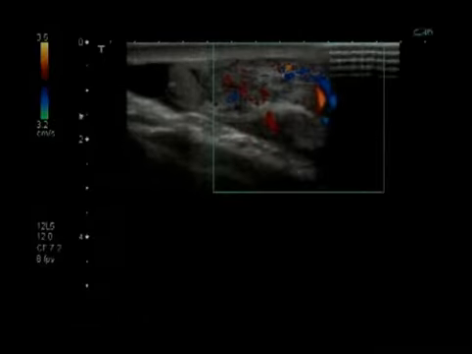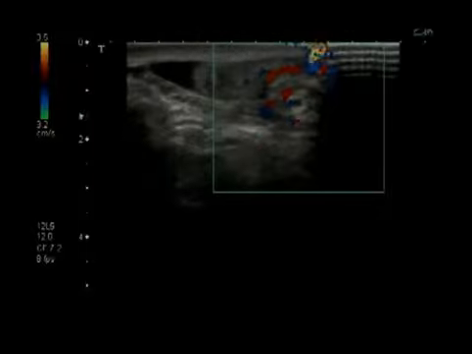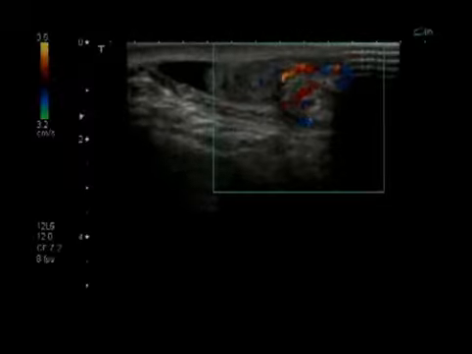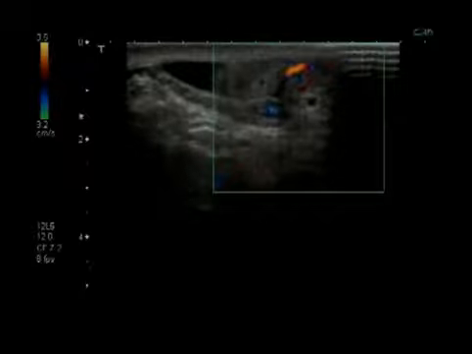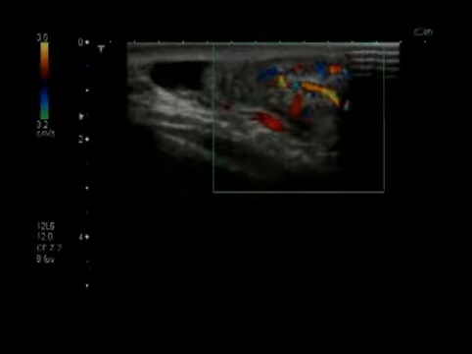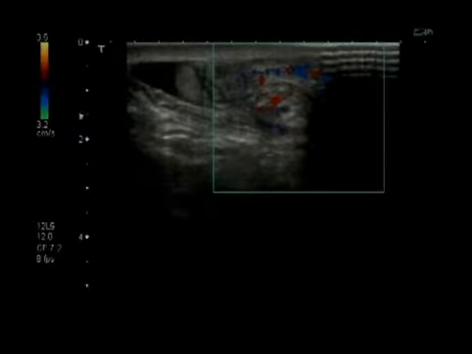This is a clip loaned to me by Gloria del Pozo from Madrid, and I think as she's scanning transversely up and down the cord, you can get an appreciation that there's sort of a whirlpool sign, just like we saw in midgut volvulus. As you move up and down the cord, you can see that these vessels wrap around the central part of the cord, indicating that you've got a twist.